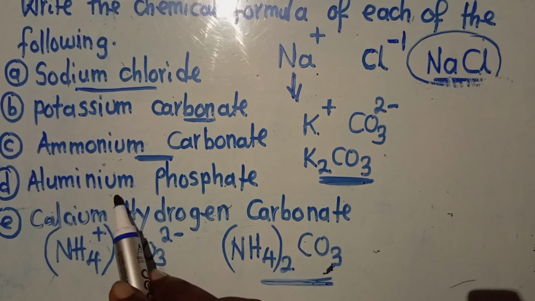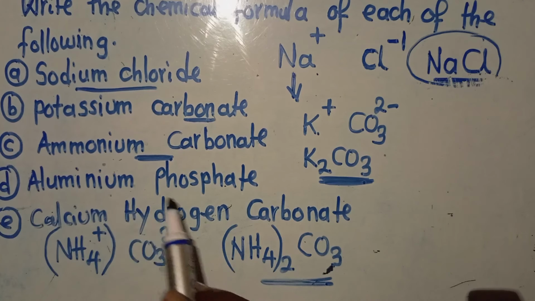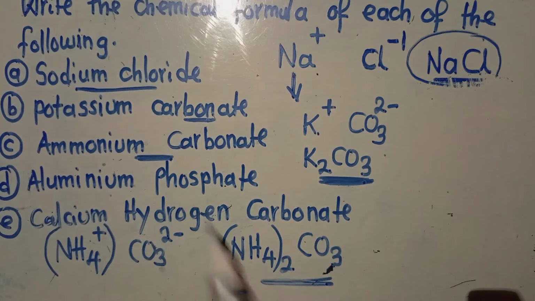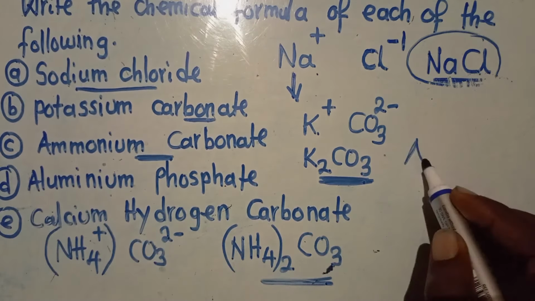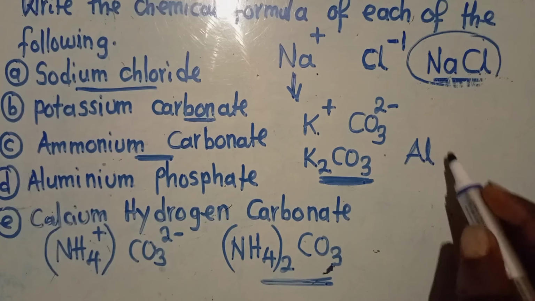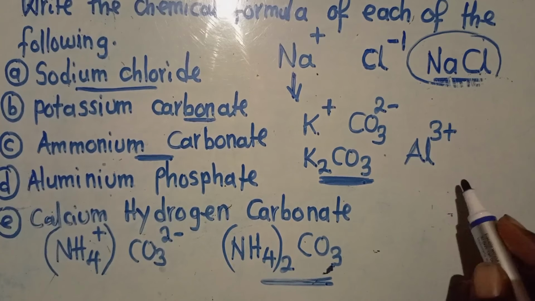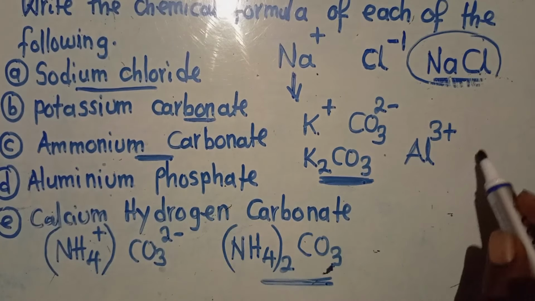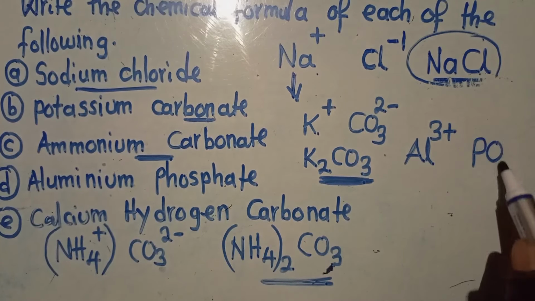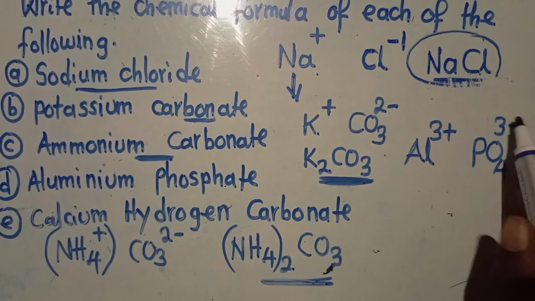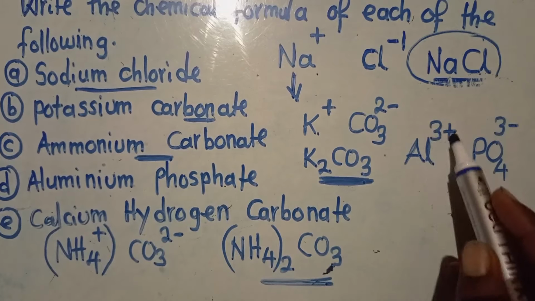So we move to this one, aluminium phosphate. Aluminium is in group 3. Aluminium, you can check it out. It is in group 3, so it is 3 plus. Then we go to a phosphate. Phosphate is a radical there, the valence of 3 minus. This valence is 3 and this valence is 3.